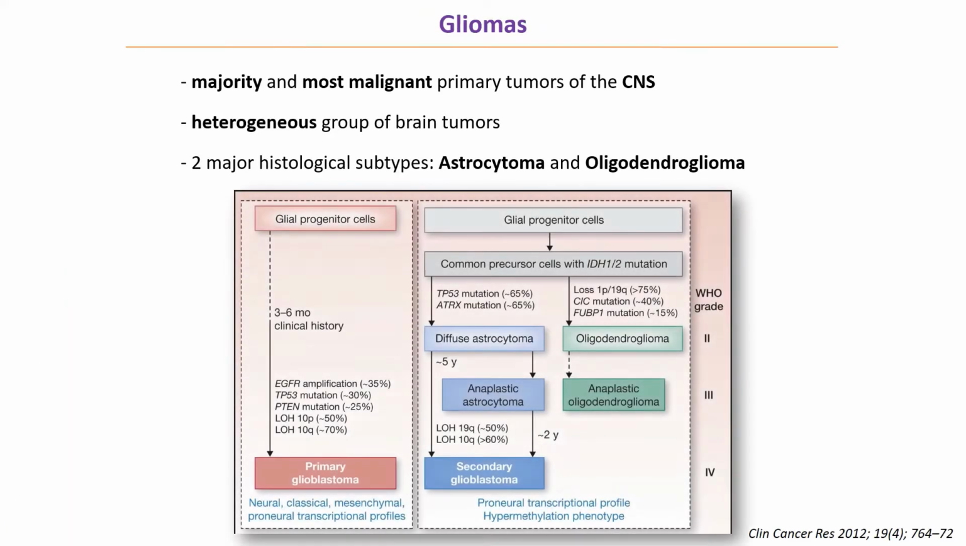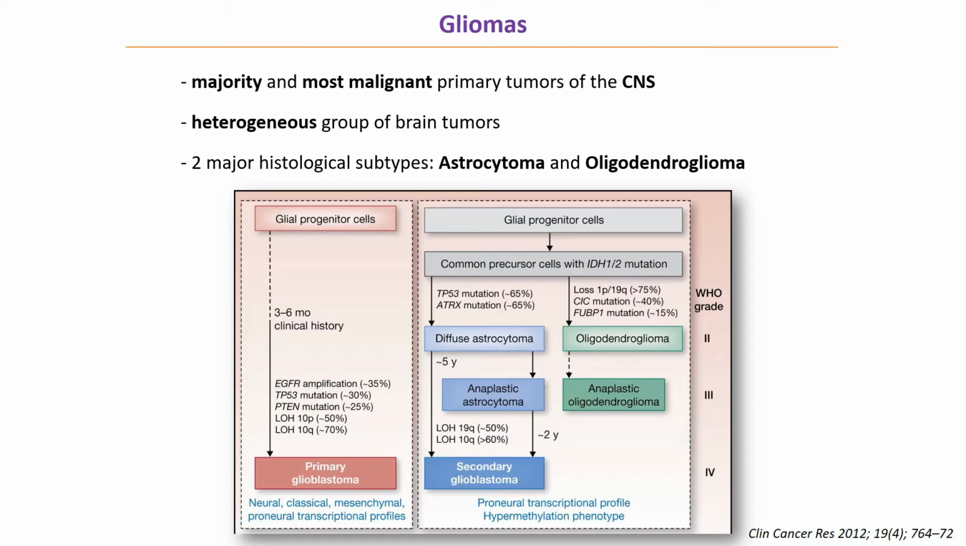So starting with a brief introduction on gliomas, these constitute the majority and also the most malignant primary tumors of the CNS. They are a very heterogeneous group of tumors, of which there are two major histological subtypes, namely astrocytoma and oligodendroglioma. These can be divided into different grades of malignancy, from lower grade 2 tumors up to grade 4 highly malignant glioblastoma, and over the years a variety of different molecular alterations have already been described, some of which have prognostic value.